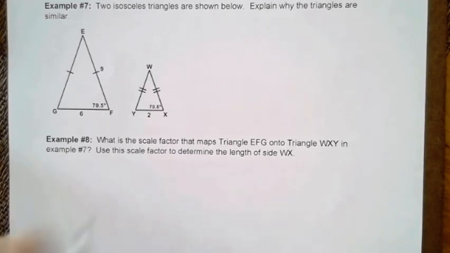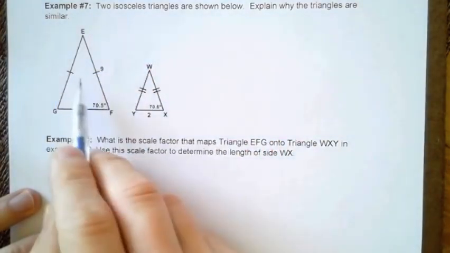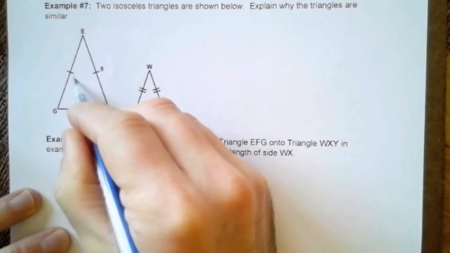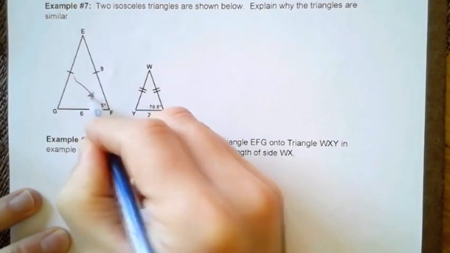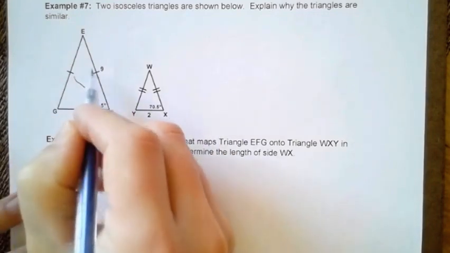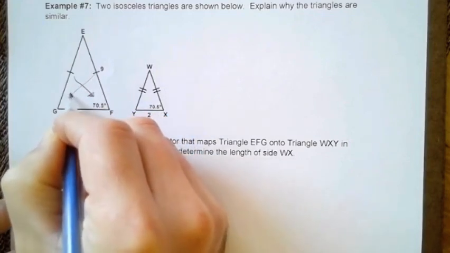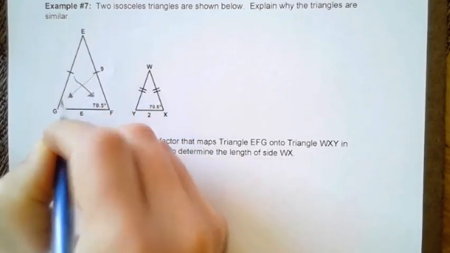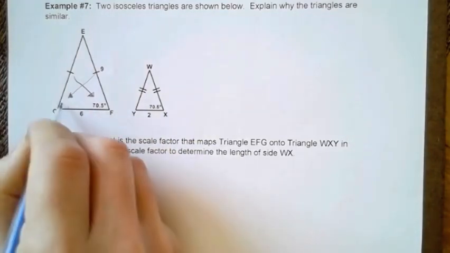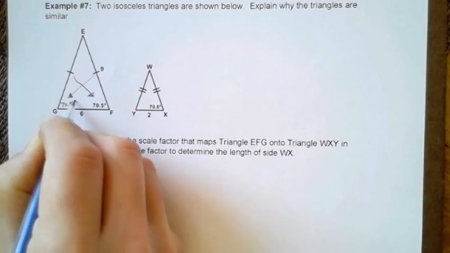Looking at this triangle here, this is one of the congruent sides. I can tell by the markings on there. If you go across from that side, you get to that 70.5-degree angle, which is one of the base angles. Then if you go across from this other congruent side, you get to this missing angle, but that's the other base angle, and the base angles have to be congruent. So this is also a 70.5-degree angle.